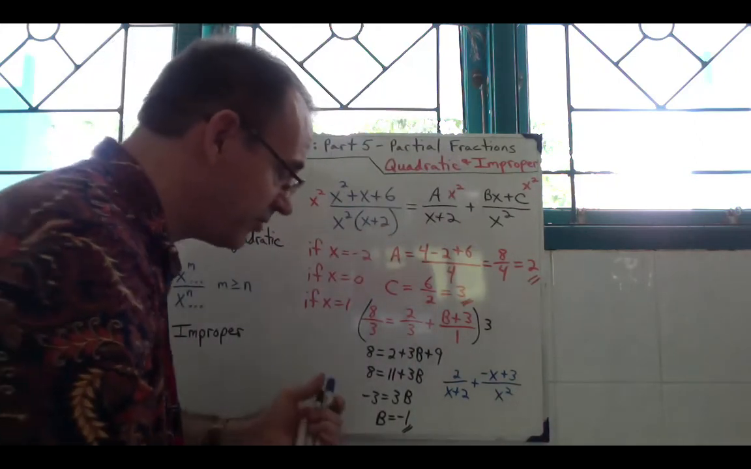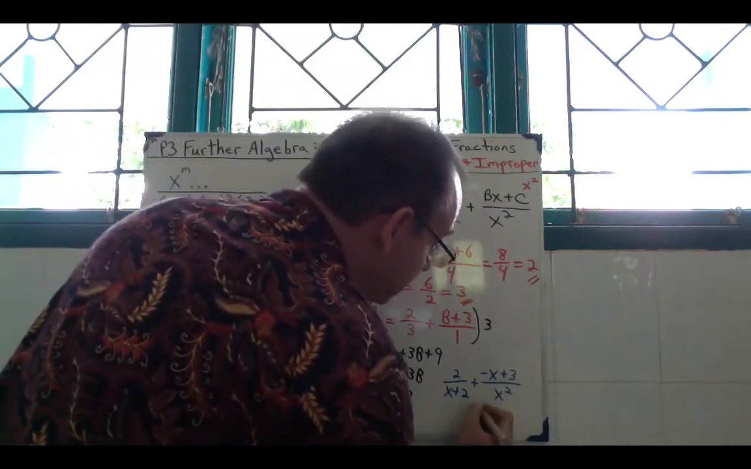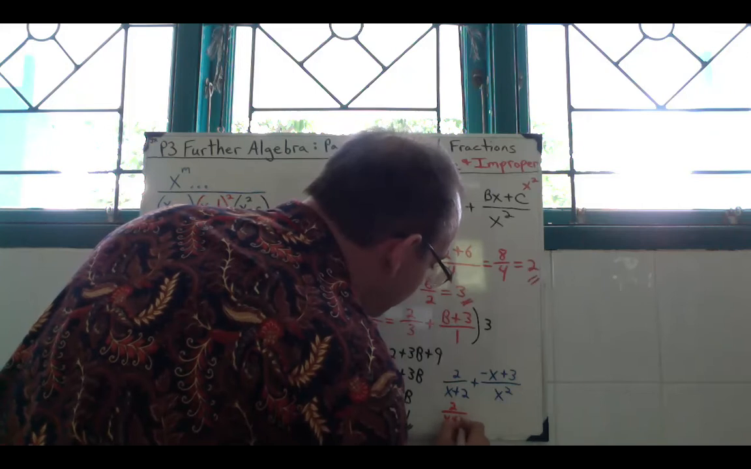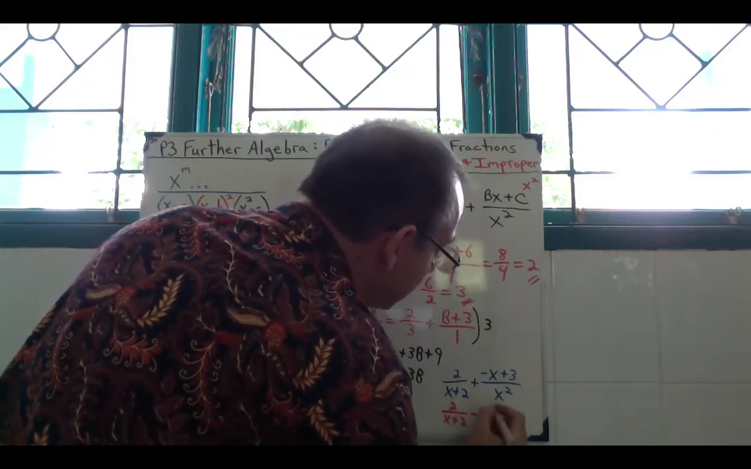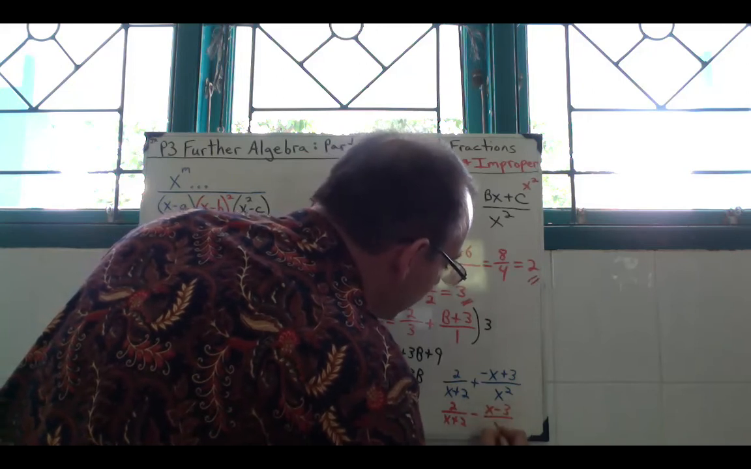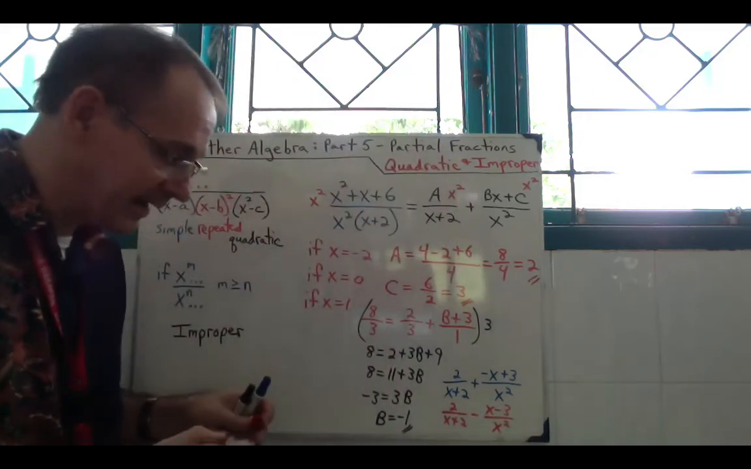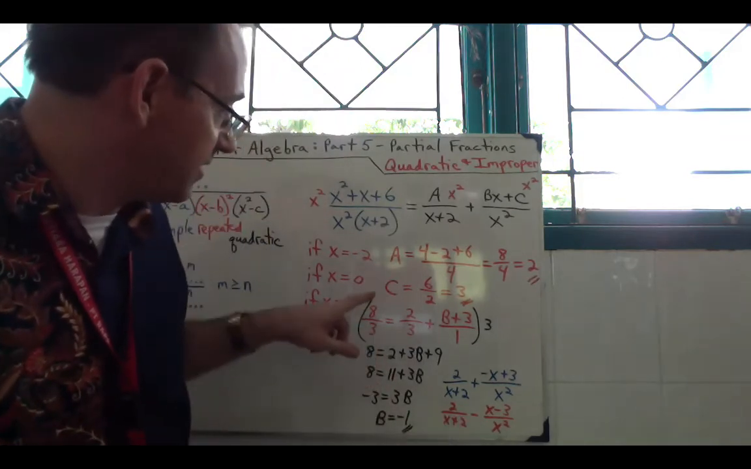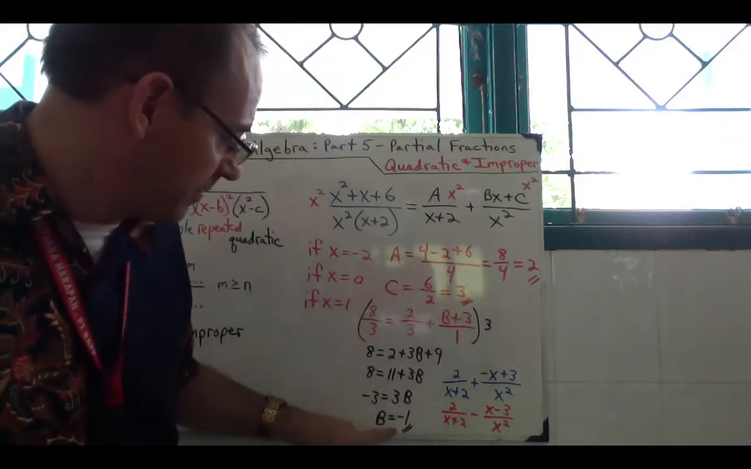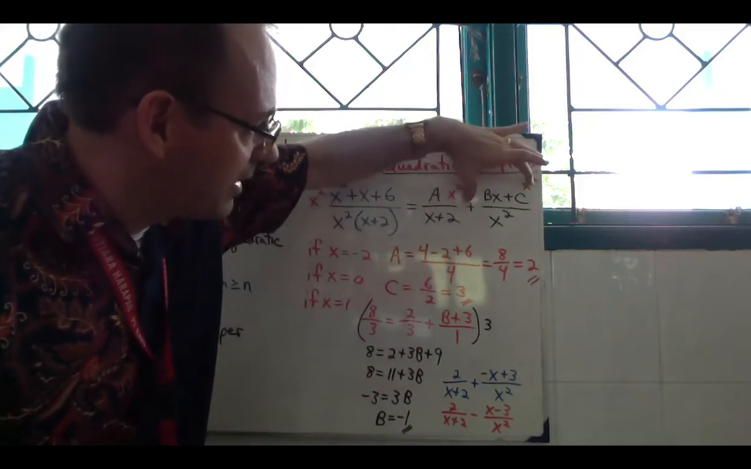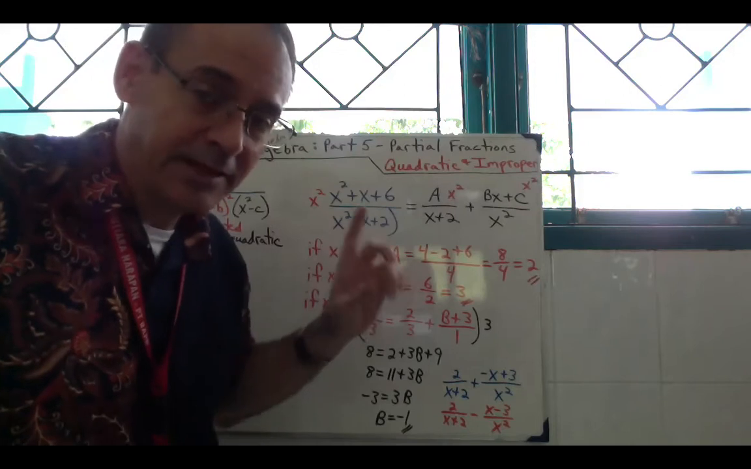And if you wanted to, you could have written this as 2 over x plus 2 minus x minus 3 over x squared. That would have been fine if you did that. But be careful, because this negative here on the B goes strictly to this term, not the whole fraction. That's a tricky one.